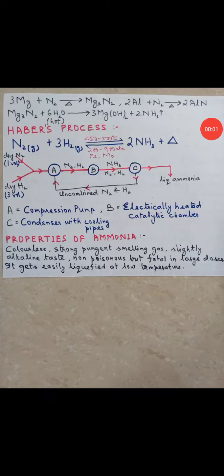Now the next method is preparation from metal nitrides. Here, what you are supposed to do is take burning magnesium, calcium or aluminium metal. I have given you one reaction there at the top. You can see burning magnesium I can take, burning calcium I can take, burning aluminium I can take. I have given you another reaction also with aluminium.